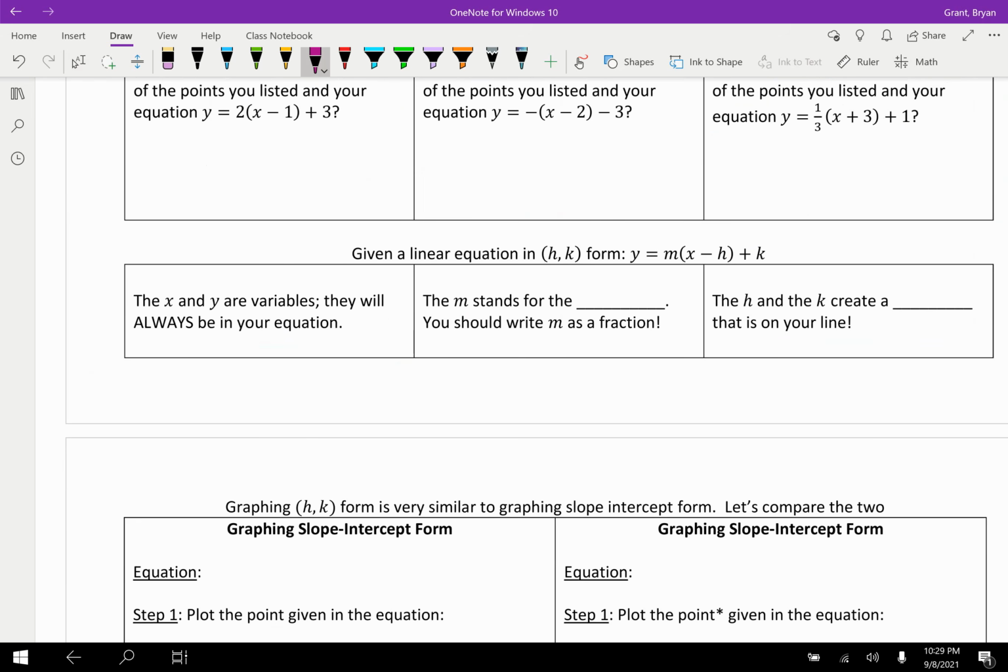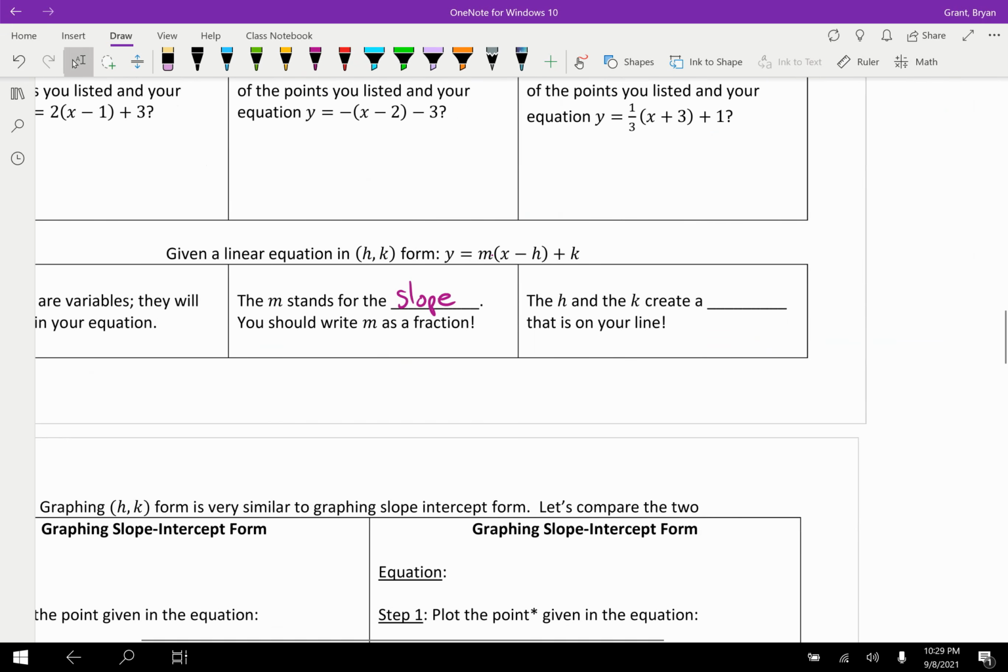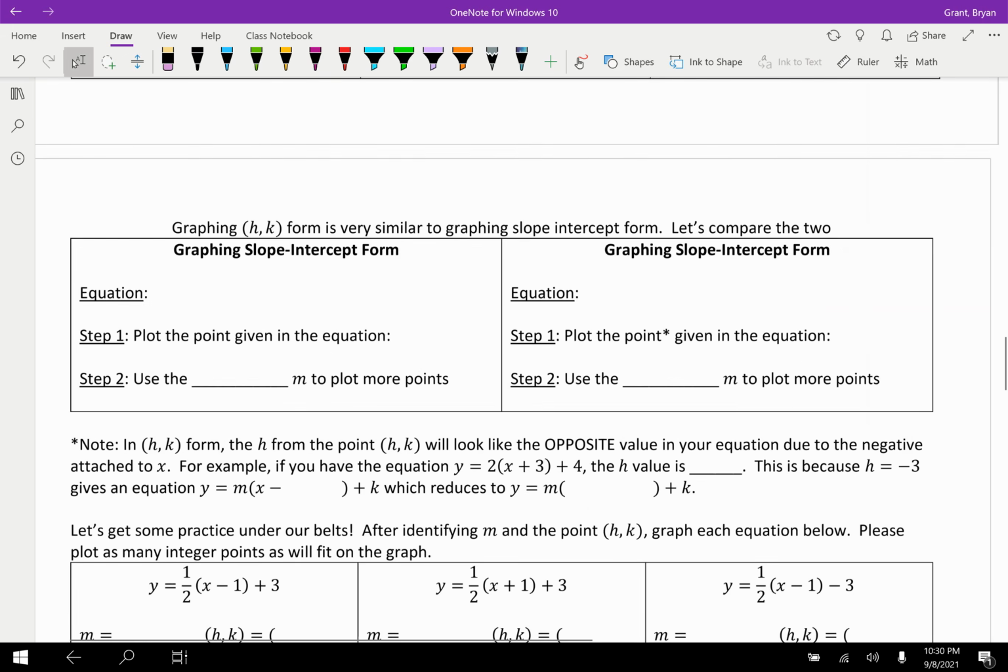We want to know, though, what do m, h, and k do? Well, the m has not changed. It is technically multiplying by x, so the m stands for the slope, or the movement, if you want. The h and k, though, if you put them together, create a point that's on your line. So just like y equals mx plus b, we are given a point and a slope. So let's go through and see what we can do here.